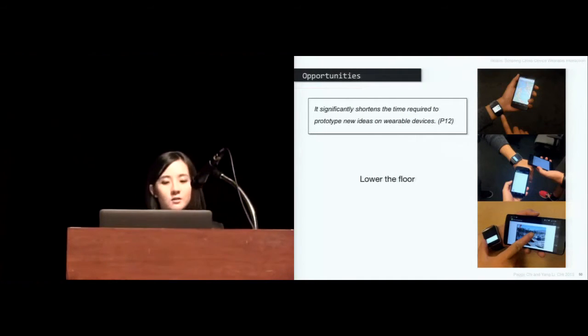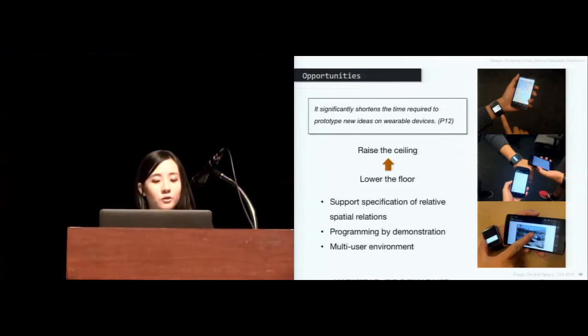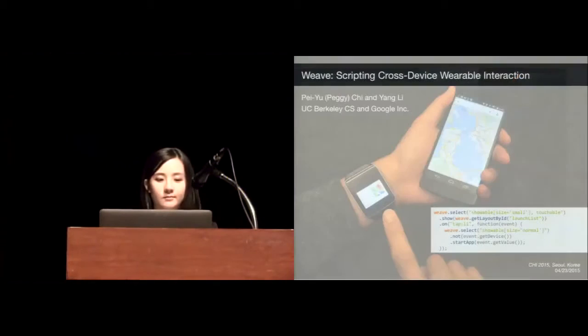Our current system tries to lower the floor of programming cross-device interactions. In the future, we'd like to raise the ceiling to help programmers easily prototype novel interactions. Currently, our framework does not support relative spatial relations between devices as the previous paper suggested. We would like to enable that, as well as programming by demonstration in a multi-user environment.